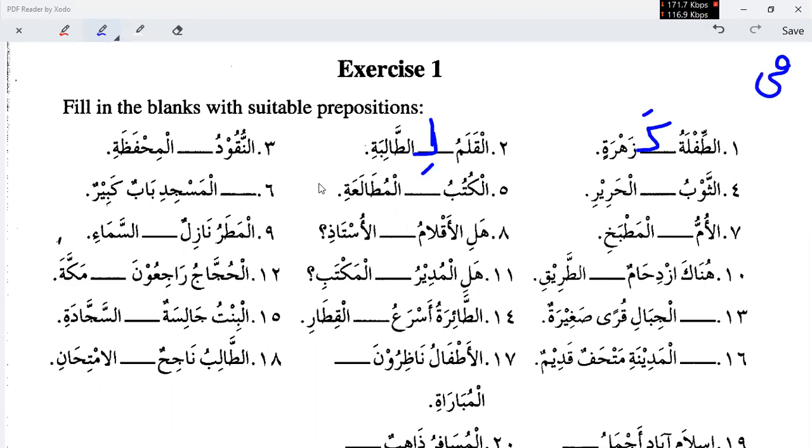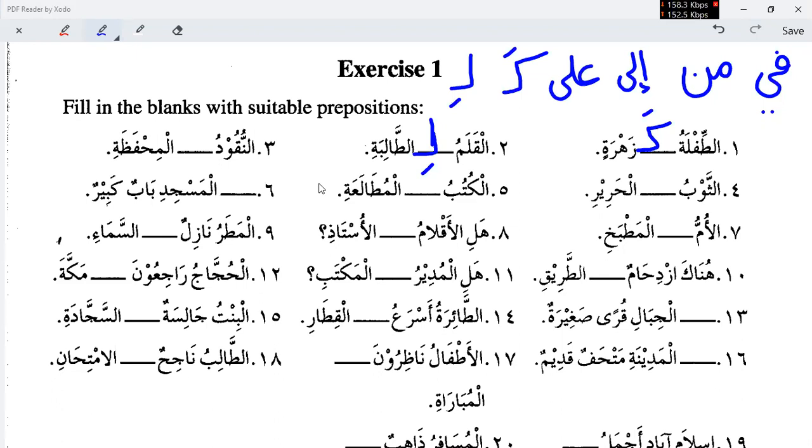The first is fi, good. Then? Min. Ila. Then ala, then ka, then li. Okay, these are the harf jar.